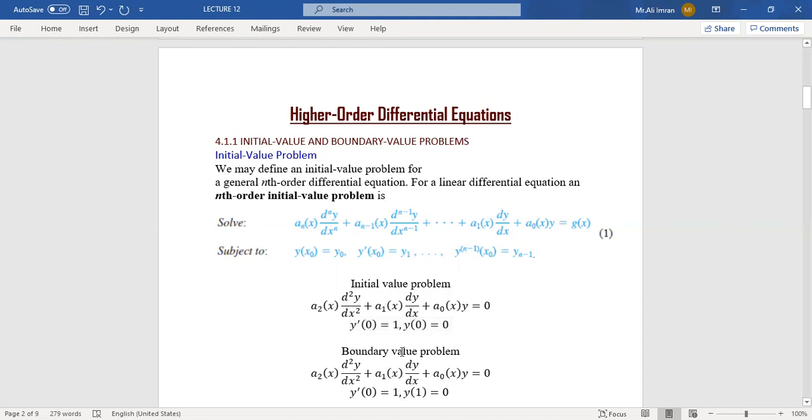I will clarify the boundary value problem for a second order differential equation. This is the second order differential equation. Now the boundary conditions are given at two points: y prime of 0 is equal to 1 and y(1) is equal to 0. So I summarize again. If the boundary conditions that are given to find the values of the constants are given at one point, that is called the initial value problem. If the boundary conditions are given at more than one point, that is called the boundary value problem.